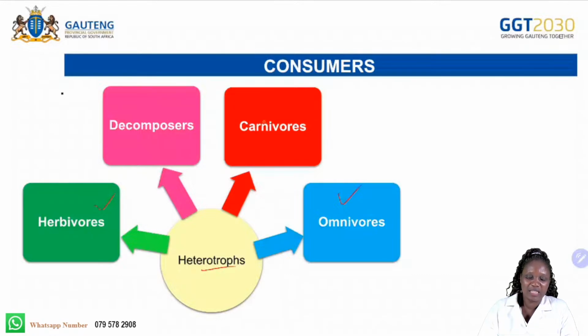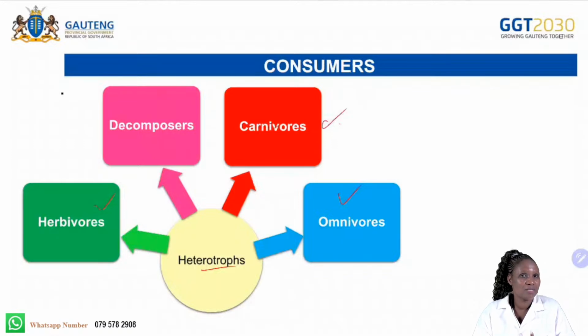And then we've got the carnivores. When we're talking about carnivores, we are talking about the animals that feed on meat. We've got different types of carnivores. We've got the predators. For example, we've got the lions. They are the predators. Why are we saying they are predators? Because they hunt for prey. They hunt for other animals for food.